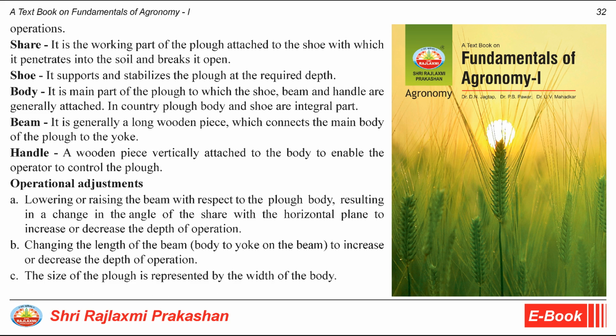It supports and stabilizes the plow at the required depth. Body. It is the main part of the plow to which the shoe, beam, and handle are generally attached. In country plow, body and shoe are an integral part. Beam. It is generally a long wooden piece, which connects the main body of the plow to the yoke. Handle. A wooden piece vertically attached to the body to enable the operator to control the plow.